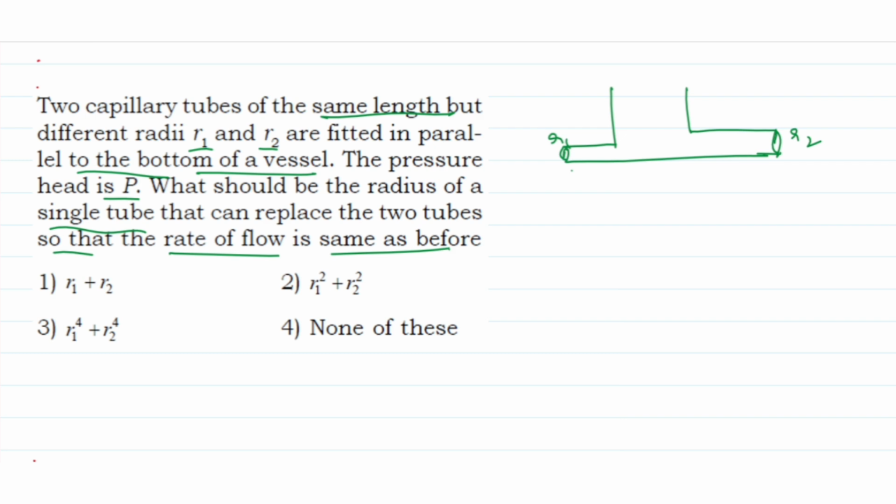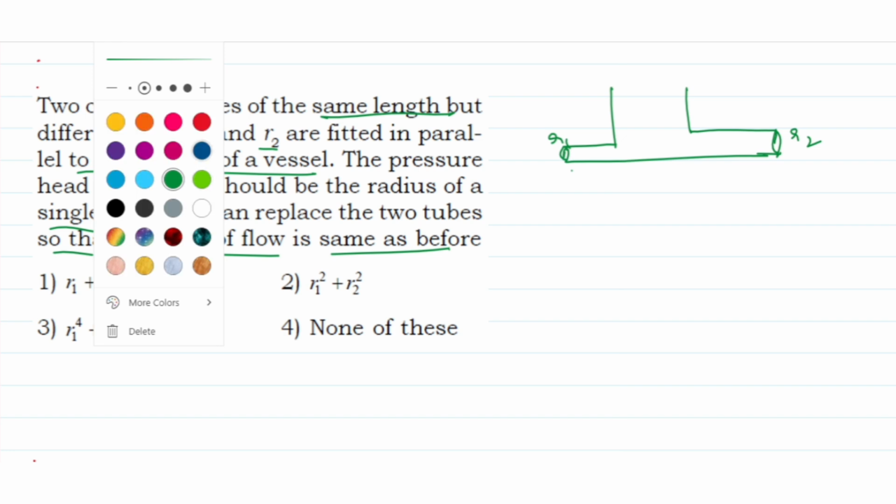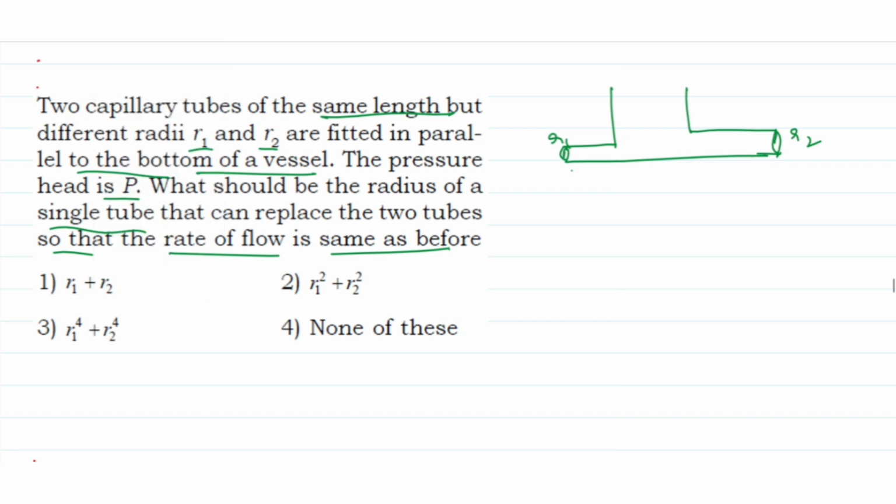Now some volume of the fluid is going to be flowing across these two tubes. Now you are going to be replacing these two with one more tube, like this. The pressure head is P. What should be the radius of the single tube? This radius they are asking. Instead of these two tubes, you are replacing one tube, then the volume of the fluid will be the same as before.